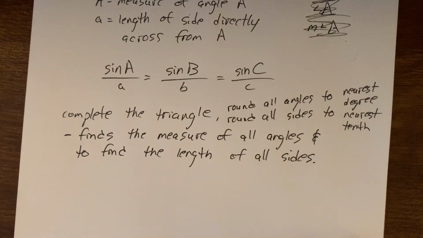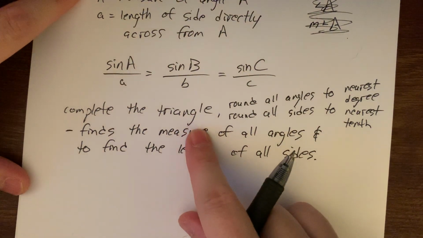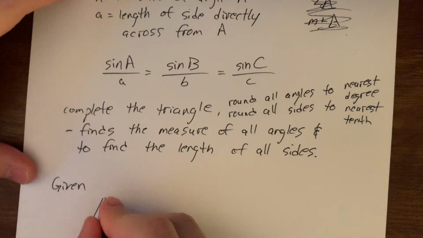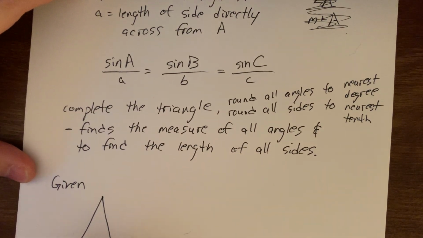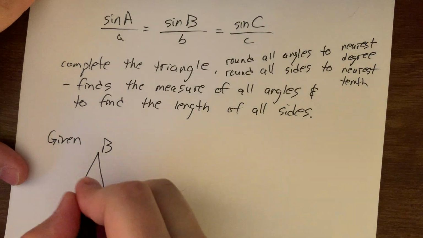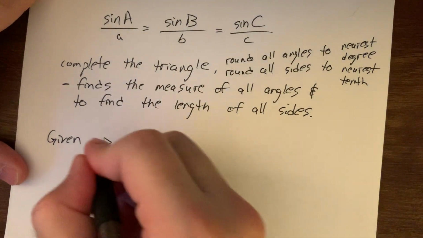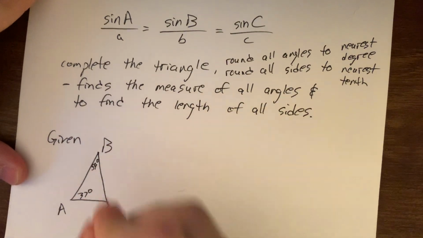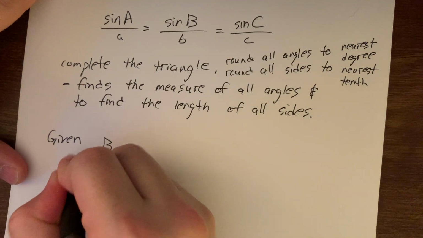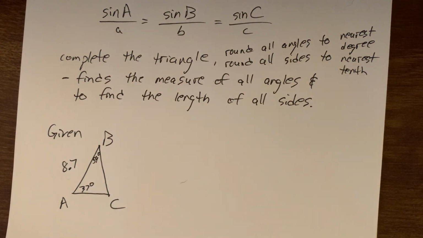So let's start nice with the first problem. I give you this picture. Complete the triangle, and this is your given information. You are given triangle ABC, and I give you angle A is 37 degrees, angle B is 59 degrees, and I tell you that side c is 8.7. So we want to complete the triangle based off of this.